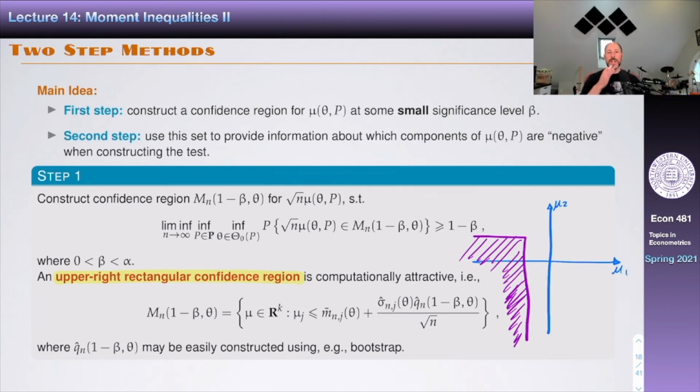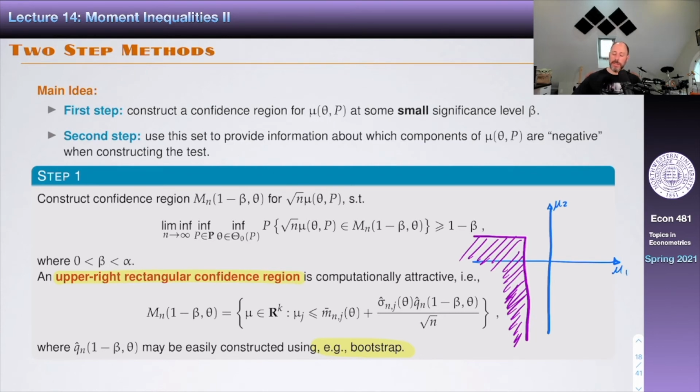It takes everything to one side. And so when you write it down, it just looks like this. It's just all the mu j's less than or equal to the sample average plus standard deviation over square root n times the quantile that you get from this problem over here. And this quantile, in this paper, is just going to be computed by the bootstrap. You can show that the bootstrap gives you a nice and uniformly valid upper right rectangular confidence region for square root n mu. So this is the first step.